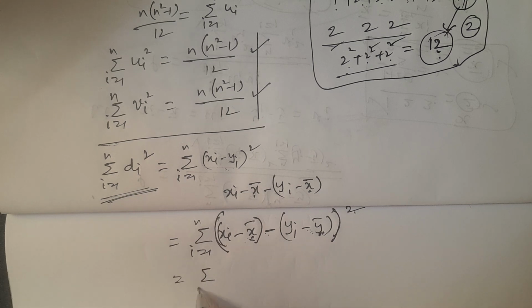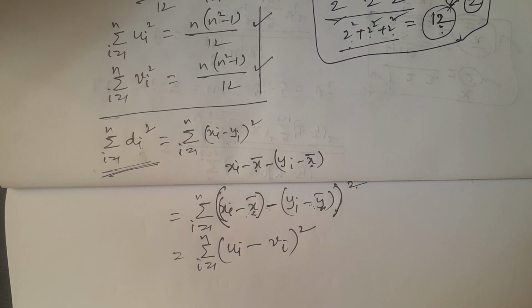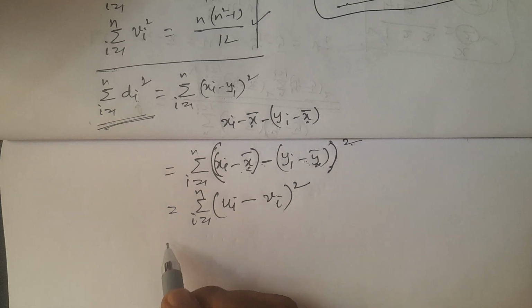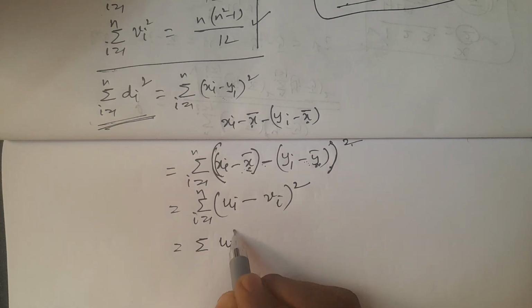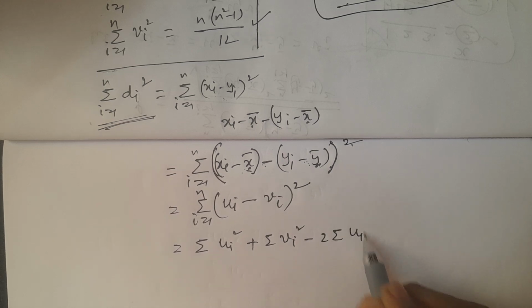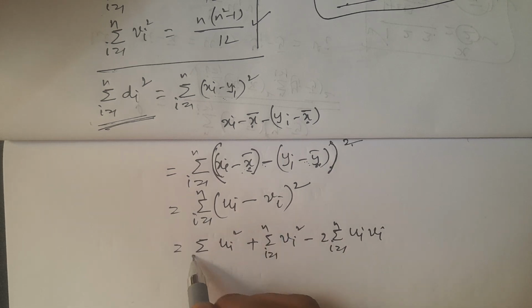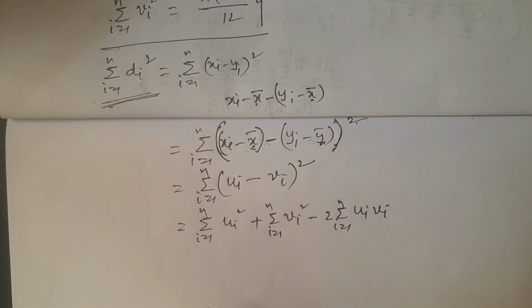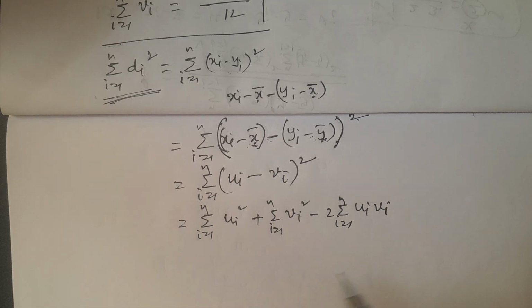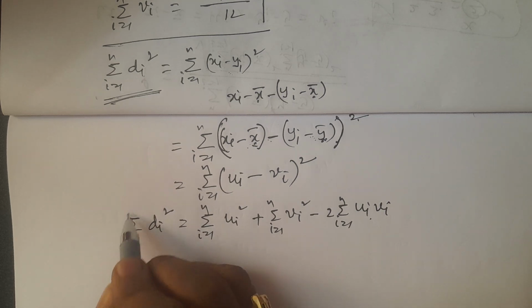What is xi minus x bar? It is ui. Minus, what is yi minus y bar? It is vi, whole square. So then, by doing the square here, summation ui square plus summation vi square minus 2 summation ui vi, i equal to 1 to n. Always I refer i equal to 1 to n in this entire context. So summation ui vi is required. This is summation di square, i equal to 1 to n.